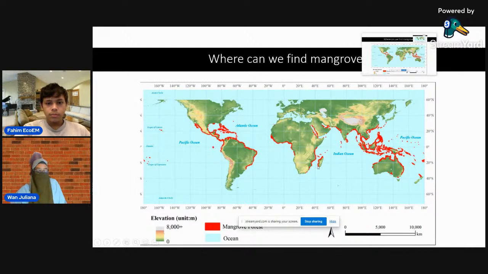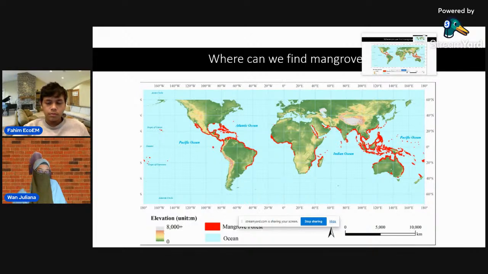Most of the mangroves are found around the Southeast Asian regions. Why is that? Because of the tropical and subtropical climate. Mangroves can only survive in tropical and subtropical climate; they cannot survive beyond that. They need the humid conditions and high rainfall for their survival.